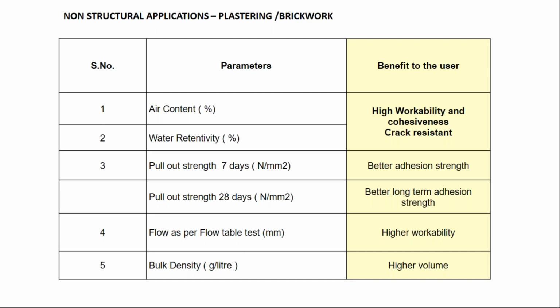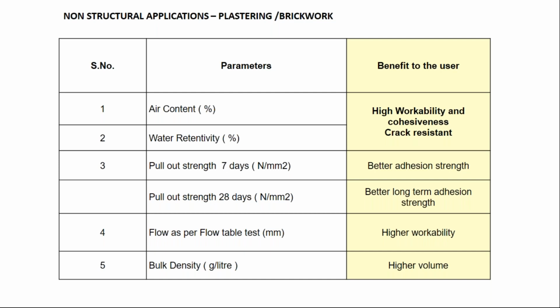So you will find that the parameters mentioned here are basically customized for plastering as well as brickwork. For plastering, if you look at it, we are not so much concerned about the compressive strength as much as the adhesion strength. That is measured through pullout strength. Pullout strength has to be a minimum of around 1 to 1.5 MPa, giving a sufficient pullout for those kinds of non-structural products.